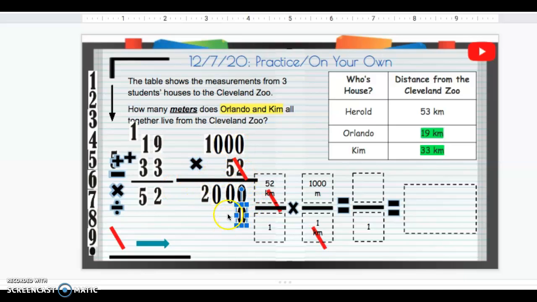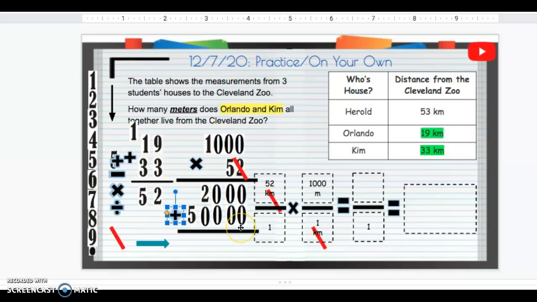We do 5 times 0, which is 0. Then we do 5 times 0, which is 0. And then we do 5 times 0, which is 0. And then we do 5 times 1, which is 5. So we put our 5 here. Then we add both those up.